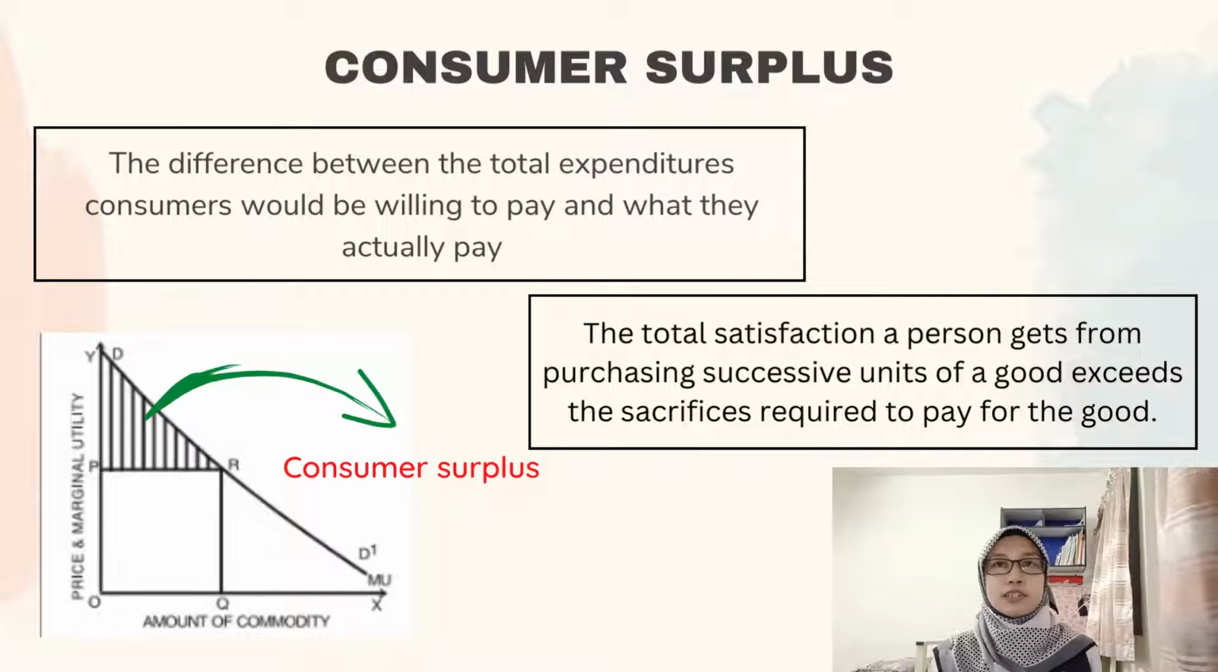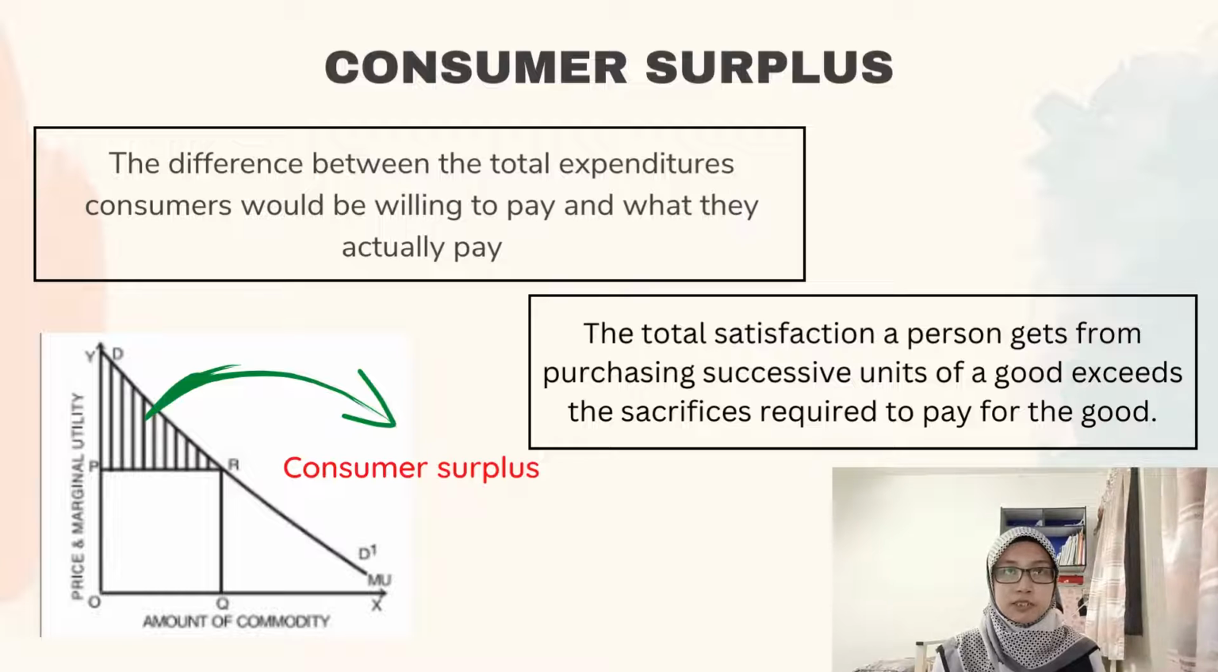Now, we are going to discuss consumer surplus. Consumer surplus is the difference between the total expenditure consumers would be willing to pay and what they actually pay. The total satisfaction a person gets from purchasing successive units of a good exceeds the sacrifices required to pay for the good. Increasing significantly in a productive social environment will produce more efficiently when the price of goods falls. On the diagram above, consumer surplus is the area below the demand curve and above the market price.